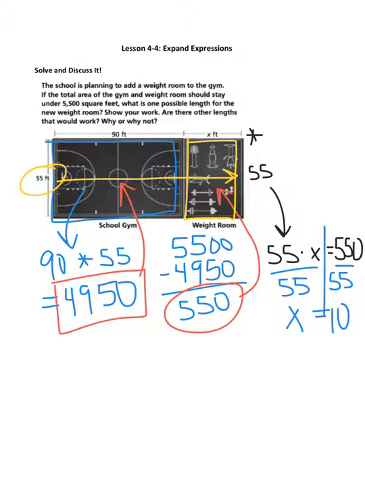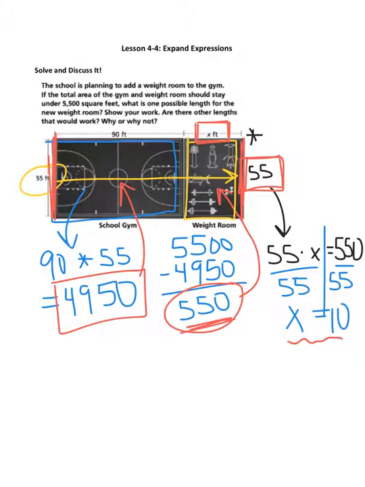Then I knew that the weight room was x feet, which is what we were trying to find, and I knew that it was 55 feet wide or tall because of the opposite sides being equal. So once I figured out that the area of the weight room could be 550 square feet, I set up an equation. I thought about how I can find the area of a rectangle. So I did 55 times x equals 550, and then I solved for x. So I found that x can equal 10.